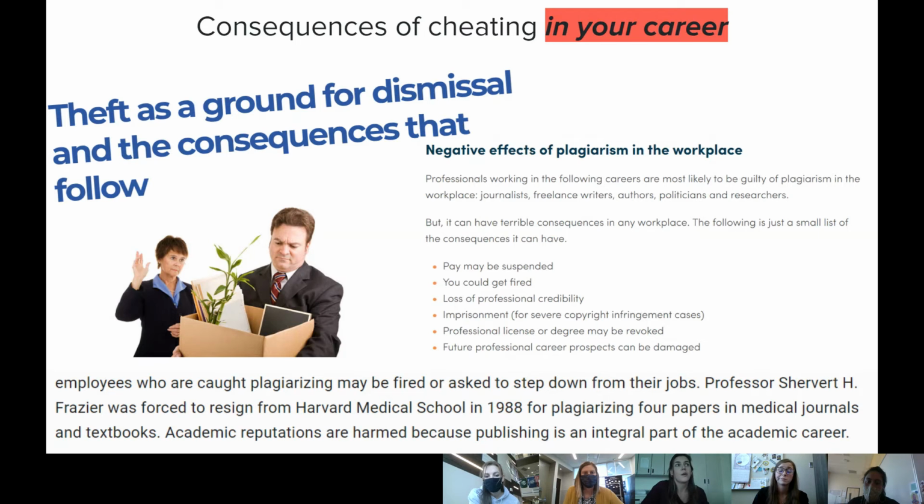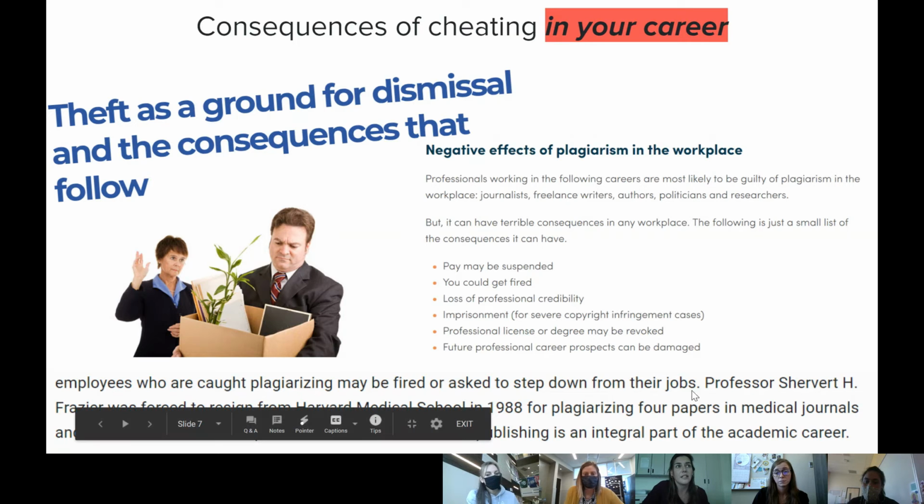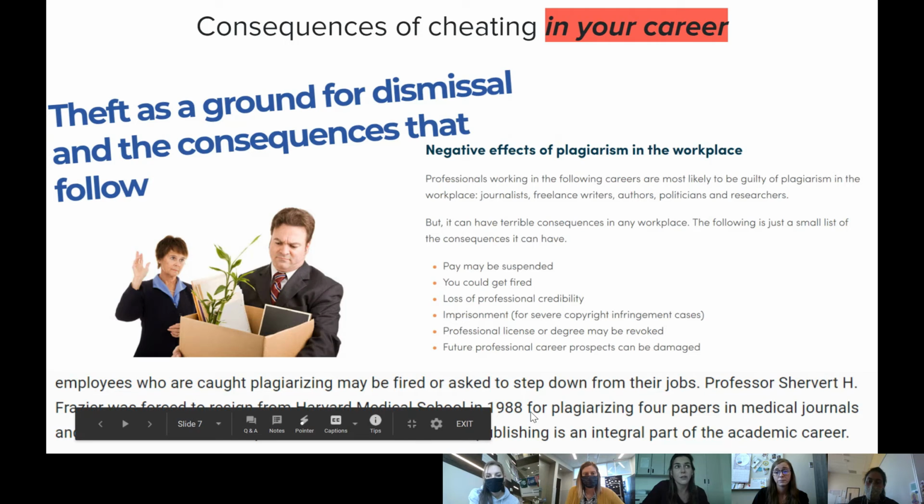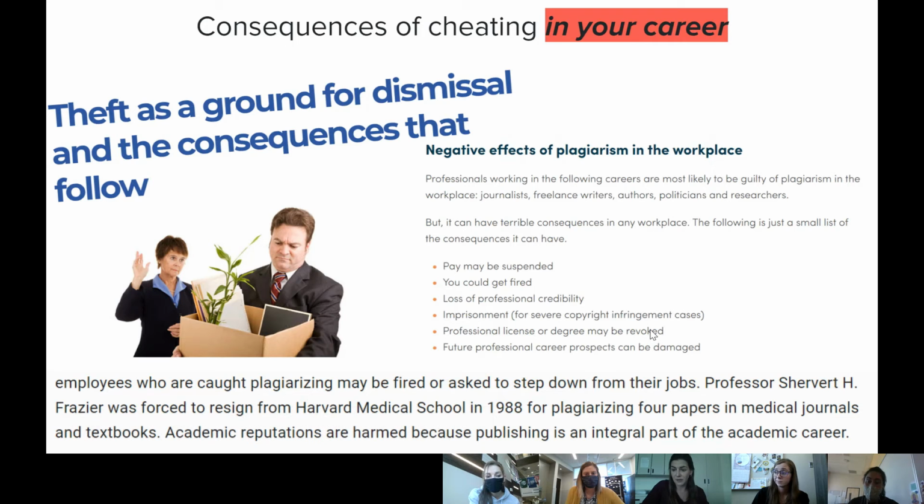with integrity. So I wanted to show you a couple examples of that. Here are some of the consequences of violating integrity in the workplace. You could get suspended, fired, or lose professional credibility. That's one that comes down here in academia. You see that people who are really elevated in their fields, who are full professors, if they're caught plagiarizing work, could be forced to resign. This man was working at Harvard Medical School in 1988, and then he plagiarized 4 papers, and no one else would hire him after that. It's kind of a black mark on your reputation.